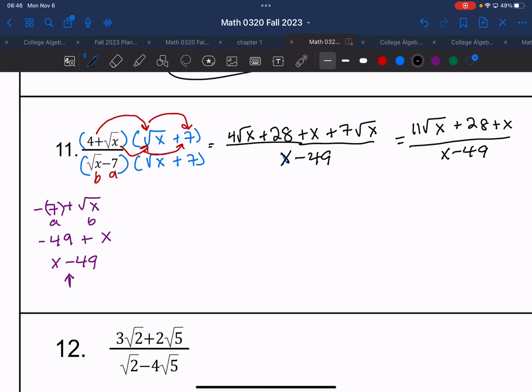Can anything cancel on the numerator and the denominator? So actually nothing can cancel. Why can't anything cancel? There's addition and subtraction attached to them. Good. Because of our operations of addition and subtraction, we can't cancel anything, so this is our answer.